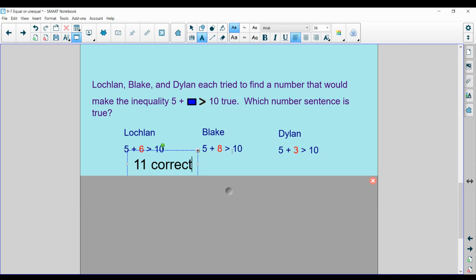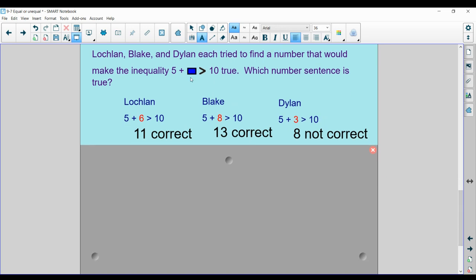5 plus 8 is greater than 10. 5 plus 8 is 13. So Blake is correct. 5 plus 3 is 8. And 8 is not greater than 10. So that one's not correct. So in this situation, there can be many numbers that fit this blue square to make 5 plus something is greater than 10 true.